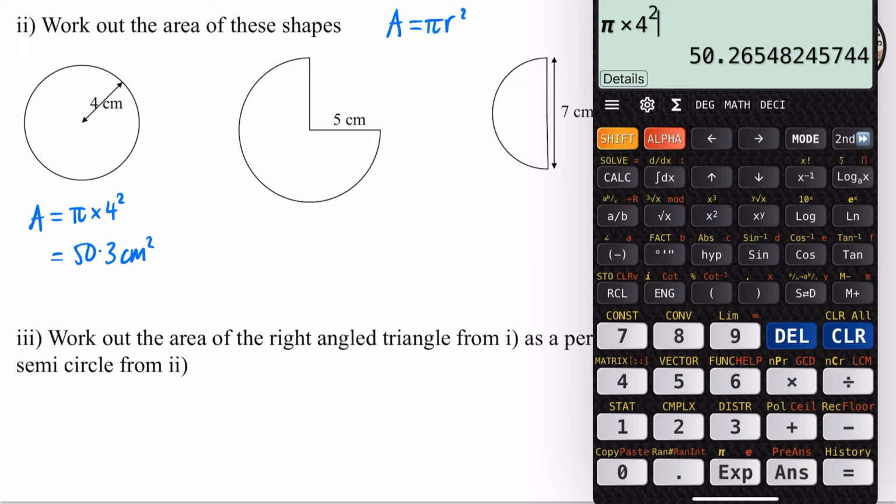Now you need to be really careful on this one because we don't actually have the whole shape. The amount of the shape that we've got here is 3/4 of the whole shape. We have 3/4 of a circle.